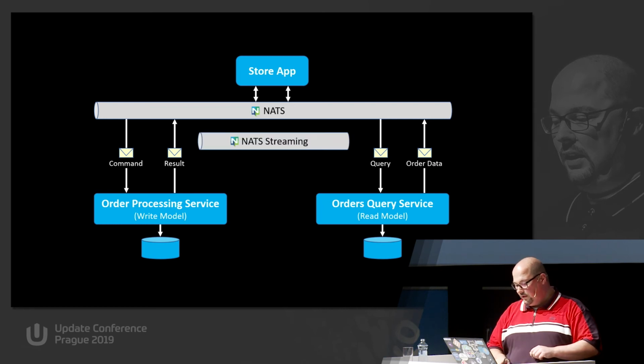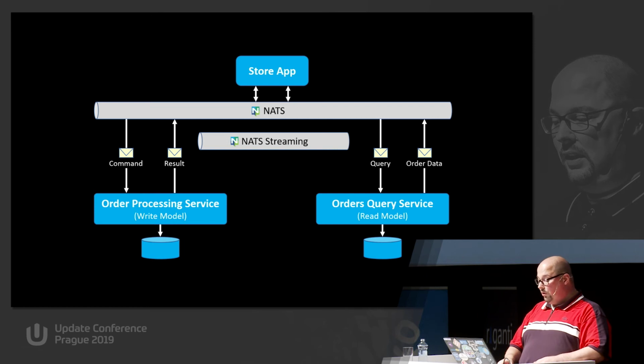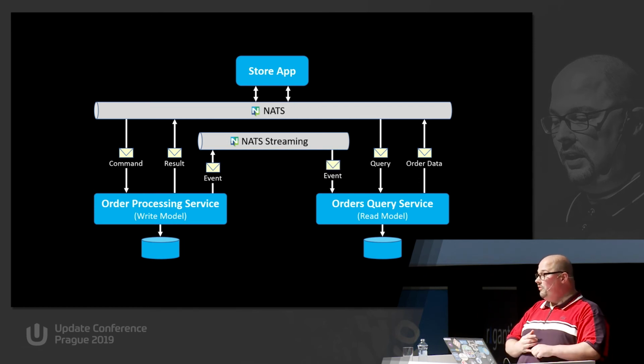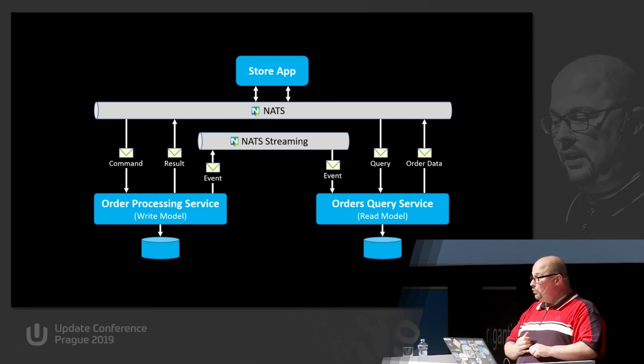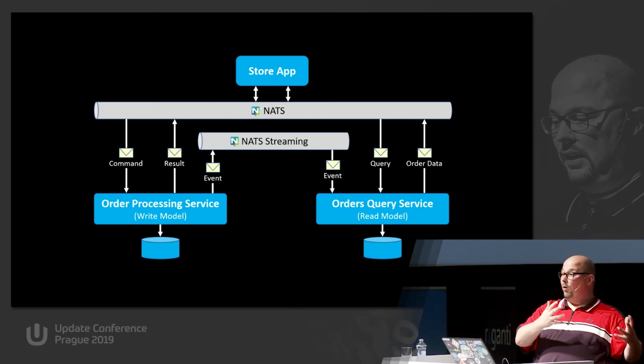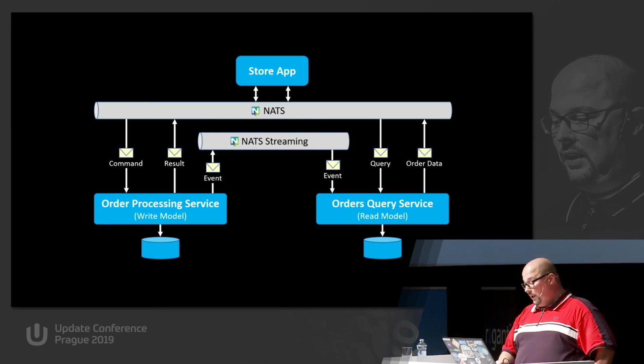So this is where I need at least once, so I use NATS streaming for that. So every time I do something in the order processing service, some business event is created. This is sent to NATS streaming, and the orders query service will pick up this message and will handle that. So if my orders query service is offline for maintenance, and it will come back online, it will just pick up all the business events that came in, and will handle these.